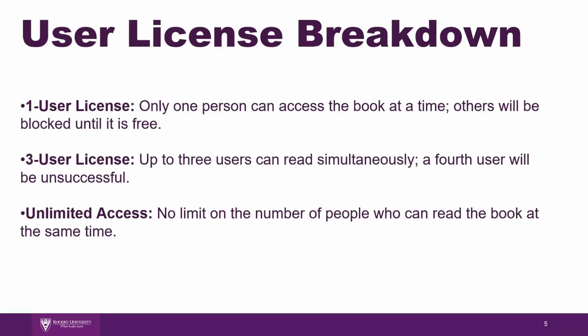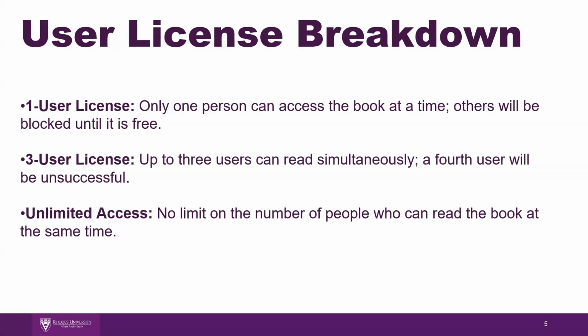So we're going to look at the license breakdown. I did mention that we have a 1 user license, a 3 user license, and also unlimited access. With the 1 user license, only one person can access the book at a time. If one person is reading that book and a second person attempts to read it, they will be unable to read that particular book, unless the person reading closes the book, then the second person will be able to hop on and read the book electronically.